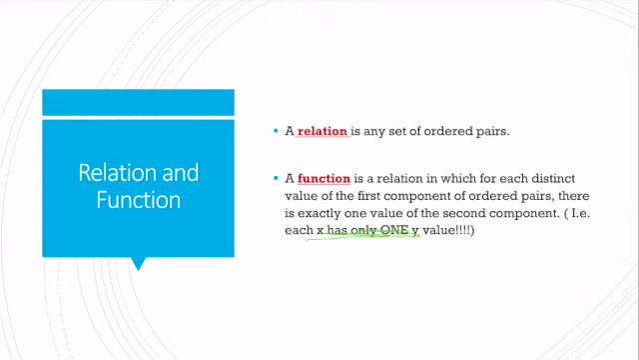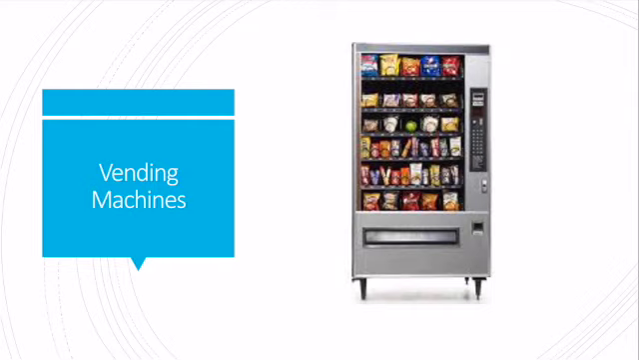And I talked about this in section 1.1 by going over a vending machine. Remember, you push the button, you get one thing out. You can't have one button going to two different foods. If you do, the vending machine's going to break, and then it's not a function. Or not a functioning vending machine.